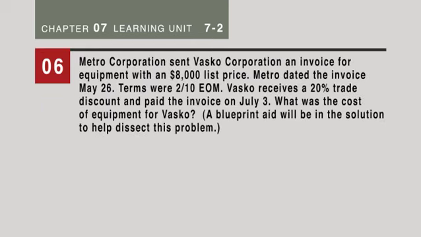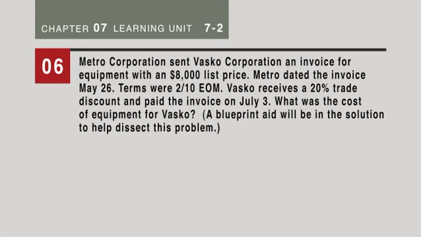Metro sends Vasco a bill for $8,000 list price. The date is May 26th. Terms are 2/10 EOM. Now be careful, that's EOM. And it's after the 25th of the month. So now it's 20% trade discount, and they pay it on July 3rd. Let's take a look now.